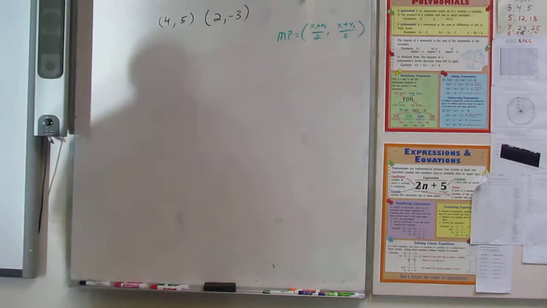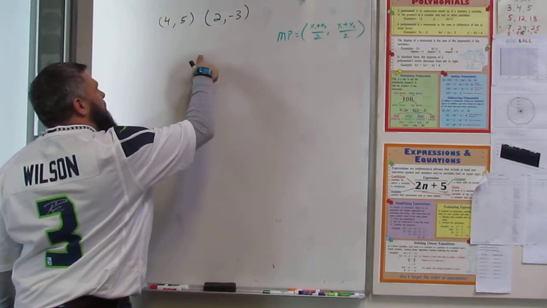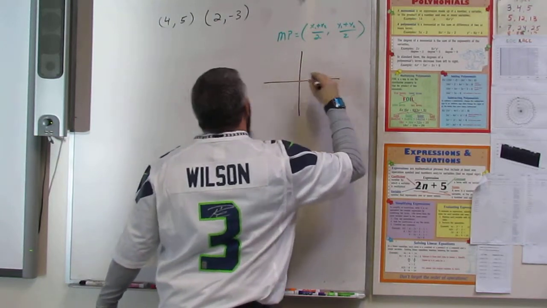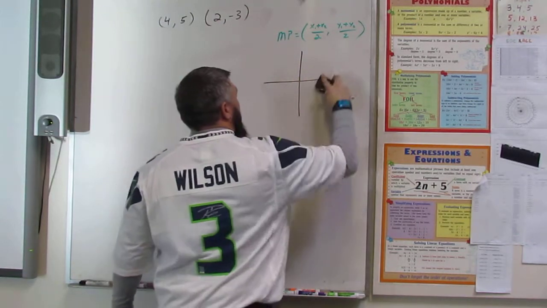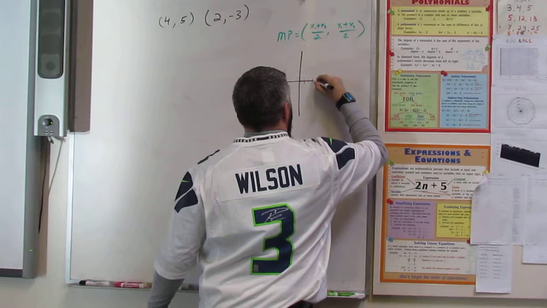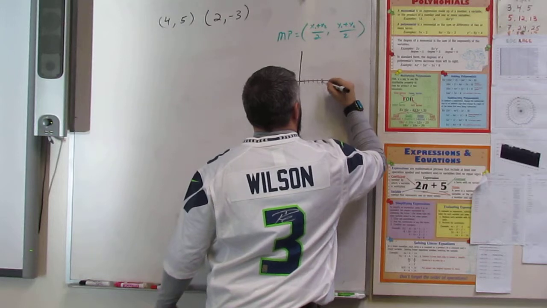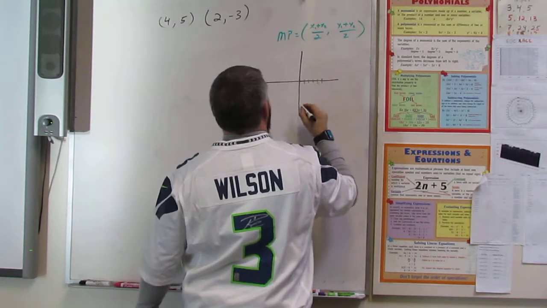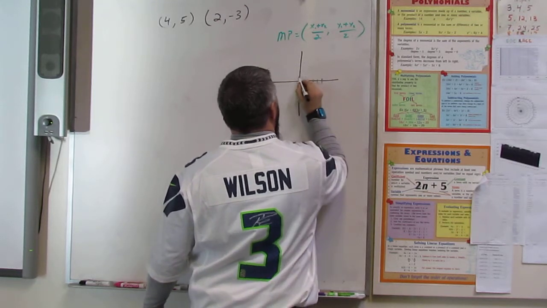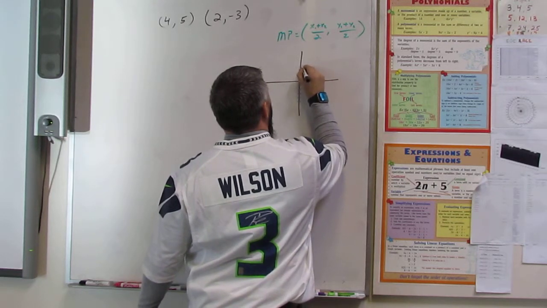Alright, so we got to find the midpoint. The whole key to this, again, let's graph it really nice. Good, nice graph. As straight as possible. Okay, so 1, 2, 3, 4, 5. Okay, and then 1, 2, 3, 4, 5.